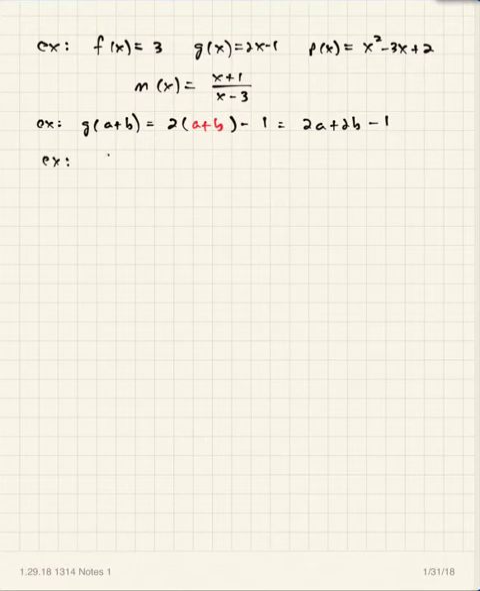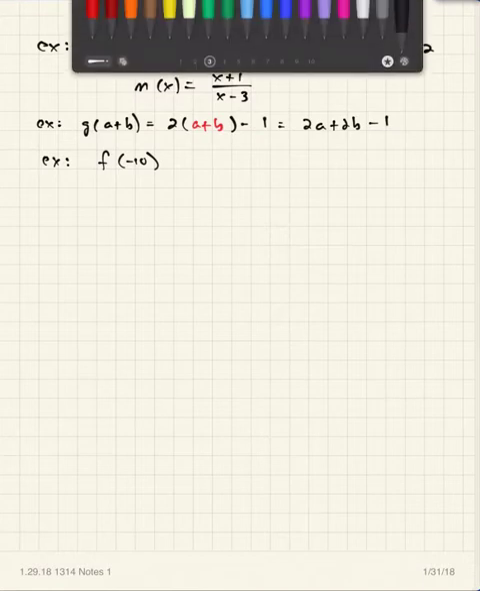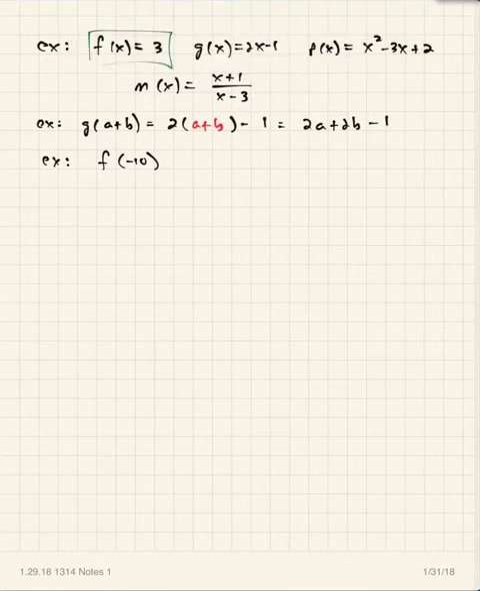Next example, let's say I'm looking at f of negative 10. Now this is incredibly easy, and this is among the most missed problems that I'll see on a test. So I've got f of x equals 3, and I'm asking you to evaluate f of negative 10. Notice there is no x in the definition for the function. This is called a constant function right here. And a constant function means that the y value is always equal to 3. You never get any answer besides 3.